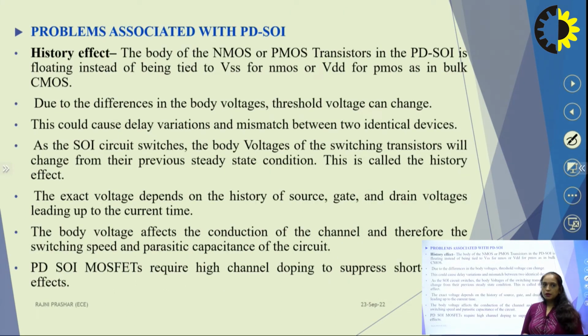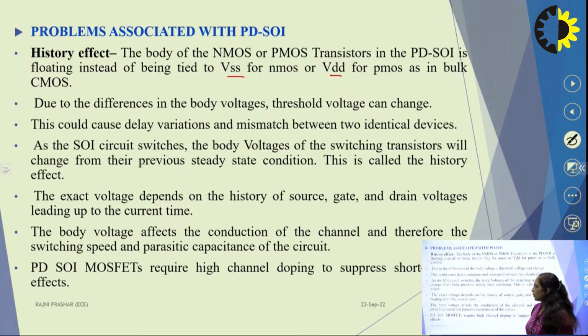Next is the problem associated with this PDSOI. The only problem associated with this PDSOI is the history effect. The body of the PMOS and NMOS transistor in PDSOI is floating instead of tied to VSS or VDD, right. So, due to the difference in the body voltage, your threshold voltage can be changed, and this could cause a little delay in the calculation. There will be a little delay in the calculation, so mismatch will be there between the two identical transistors.